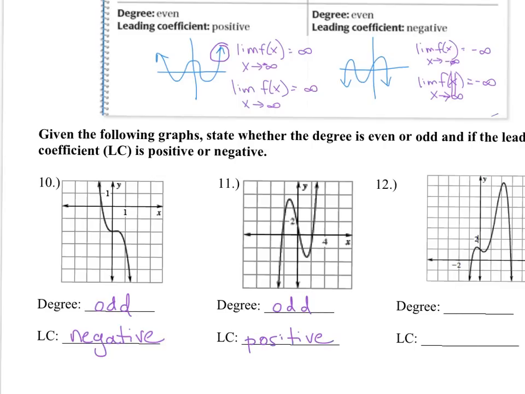And the last problem, the left end behavior is pointing down, and the right side is going down. So that means that this is going to be an even degree polynomial because the end behaviors are the same. And the leading coefficient is determined by this right side. This right arrow is pointing down, so that would be a negative leading coefficient.